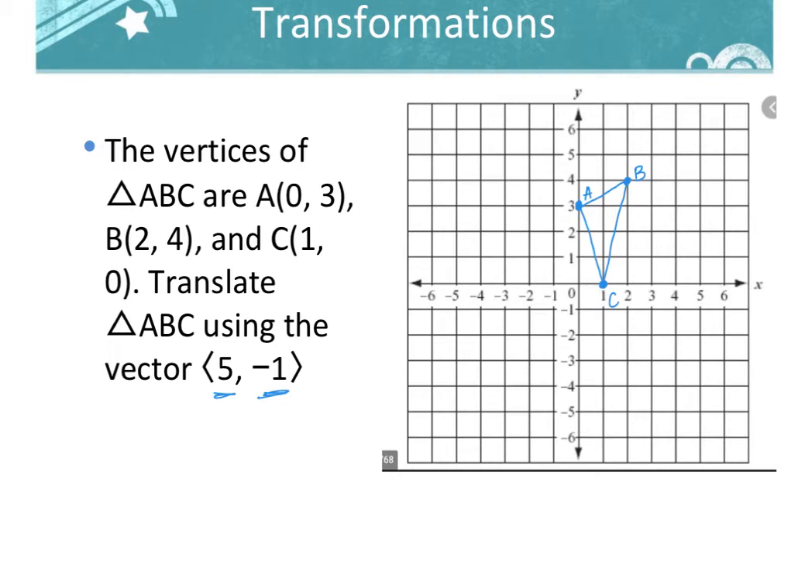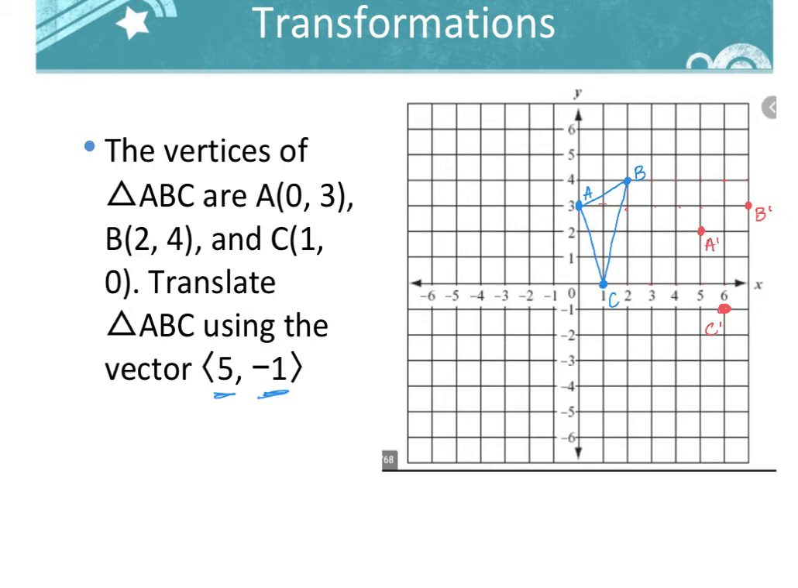So we're going to go from here, from C, 5 units to the right, 1, 2, 3, 4, 5, and down 1 unit, okay? So this will be C prime. B will go 1, 2, 3, 4, 5, down 1 unit. This will be B prime. And A, we're going to go 1, 2, 3, 4, 5, and 1 unit down. So this will be our new A prime, okay?